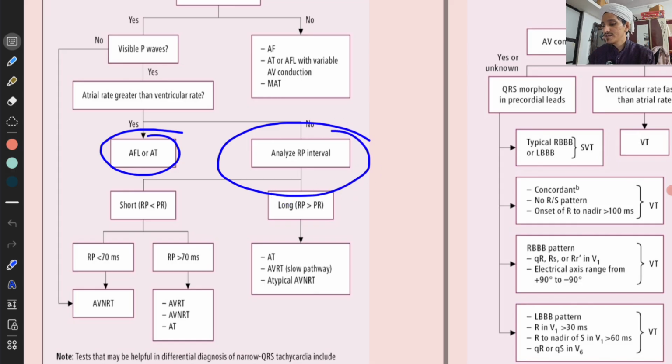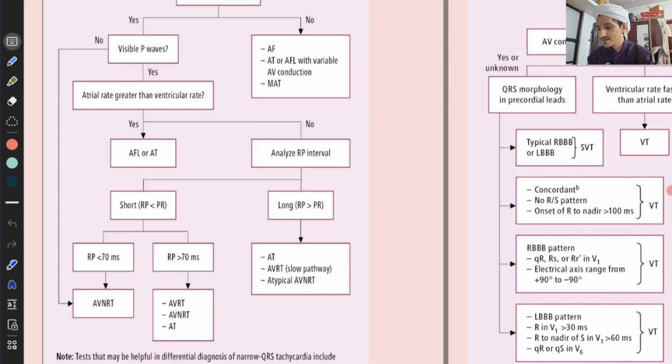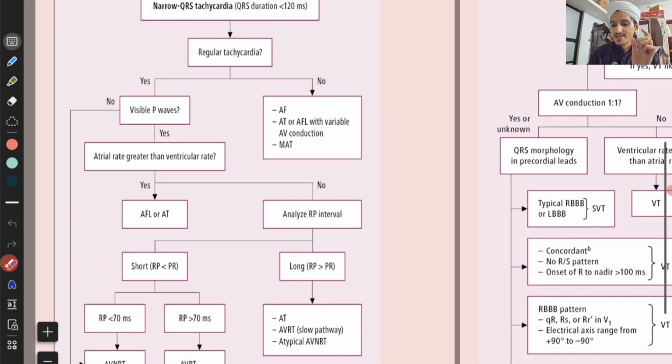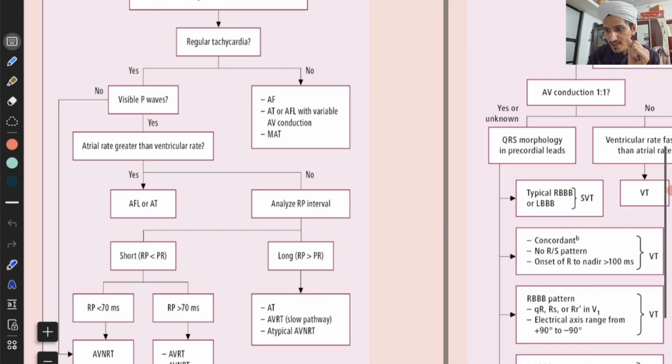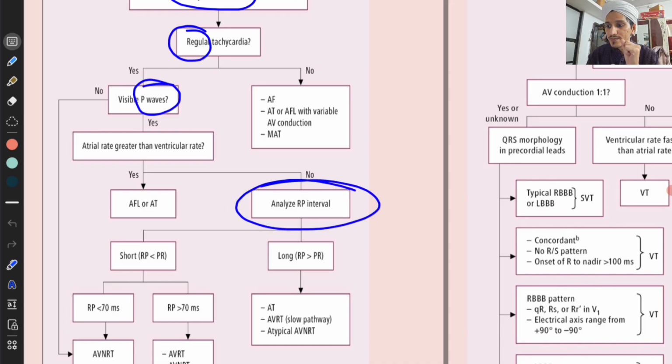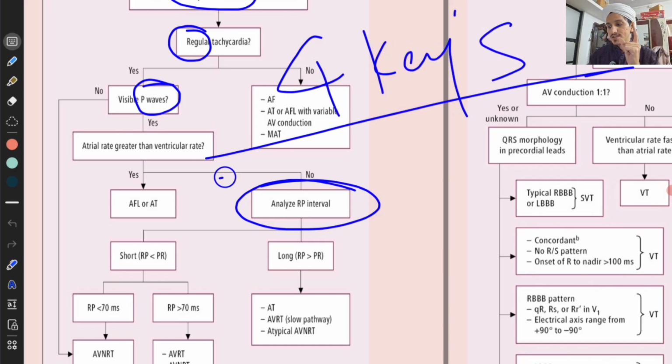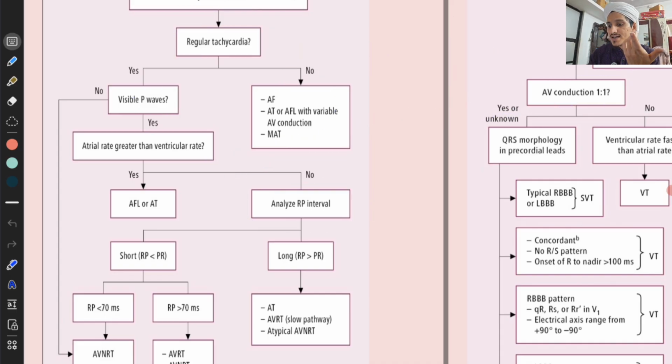The key points in this chart are whether it is regular or irregular, whether it is narrow complex or broad complex, whether there are P waves or not, and the RP interval. These are the 4 key points in SVTs to analyze the ECG: regularity, wideness of the QRS complex, P waves and RP interval. So analyze the RP interval.